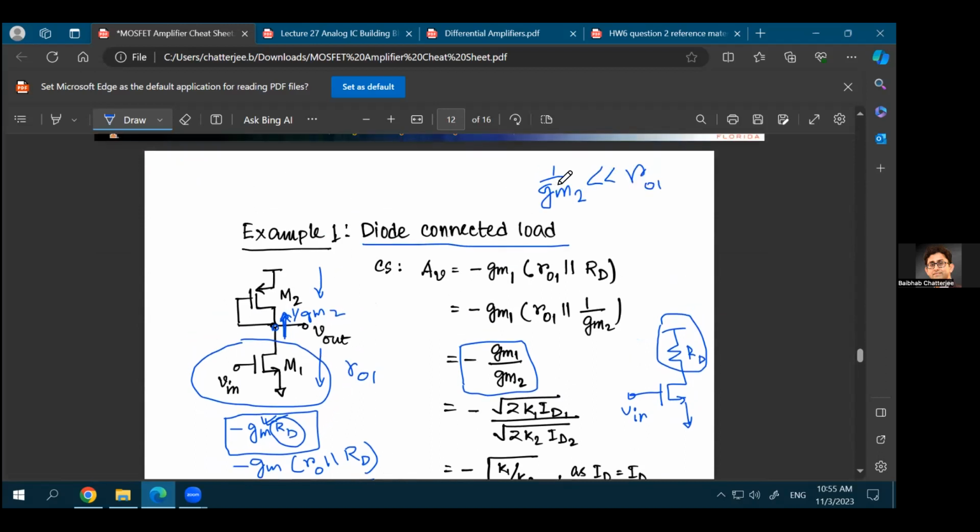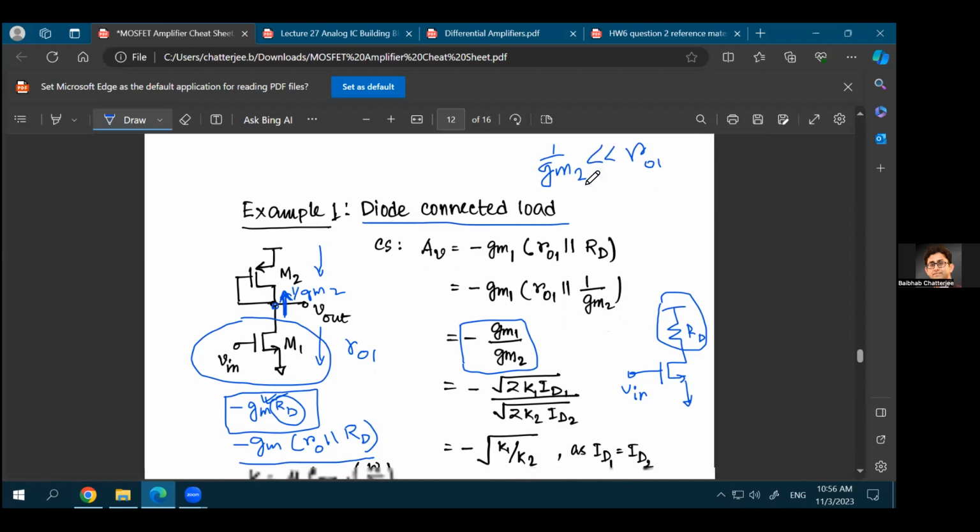Your 1 upon GM2, that's what your RD was. The value of RD was 1 upon GM2, looking up at the drain of the diode connected M2 transistor. So 1 upon GM2 was much, much lower than RO1, and that's why your gain became almost equal to minus GM1 divided by GM2. But in reality, you should have considered this 1 upon GM2 in parallel with RO1 if you wanted to be exact, but that will not change your analysis, or the values in your design.